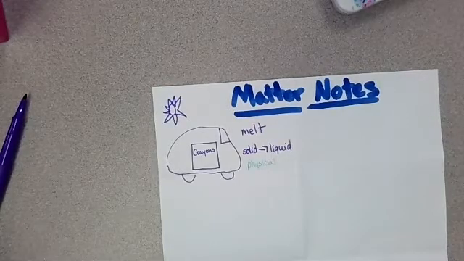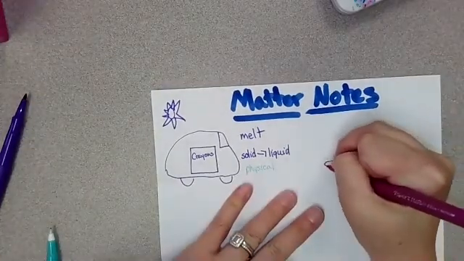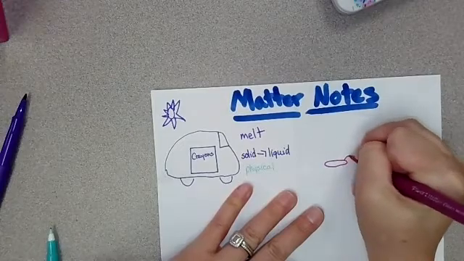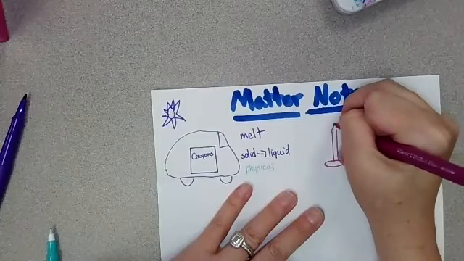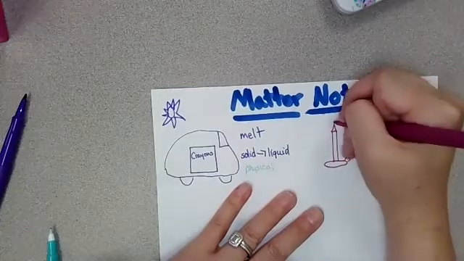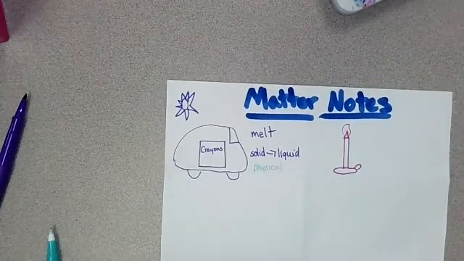Box number 2. I want you to draw a candle. Here is the little thing down here. Here's the candle. And here's a little flame coming out of the candle. This is a candle.